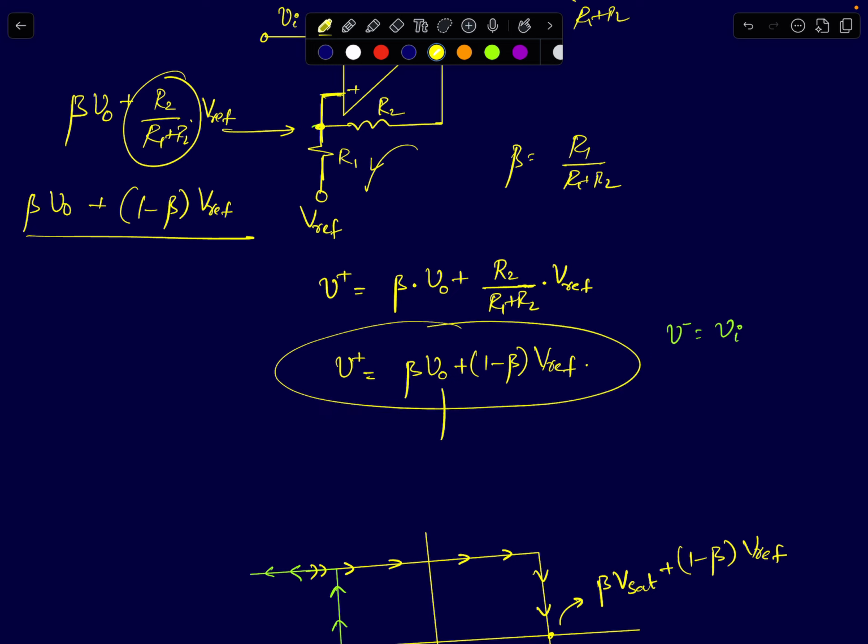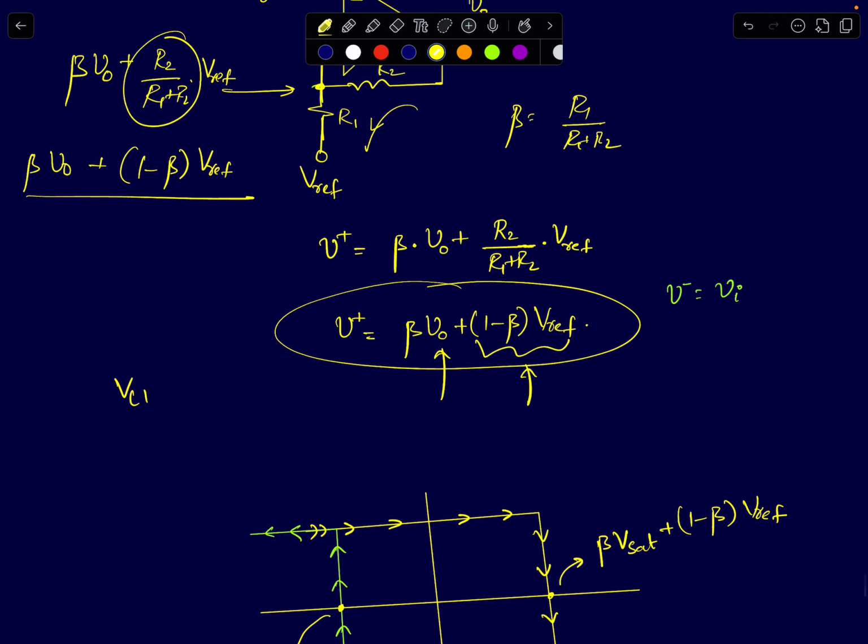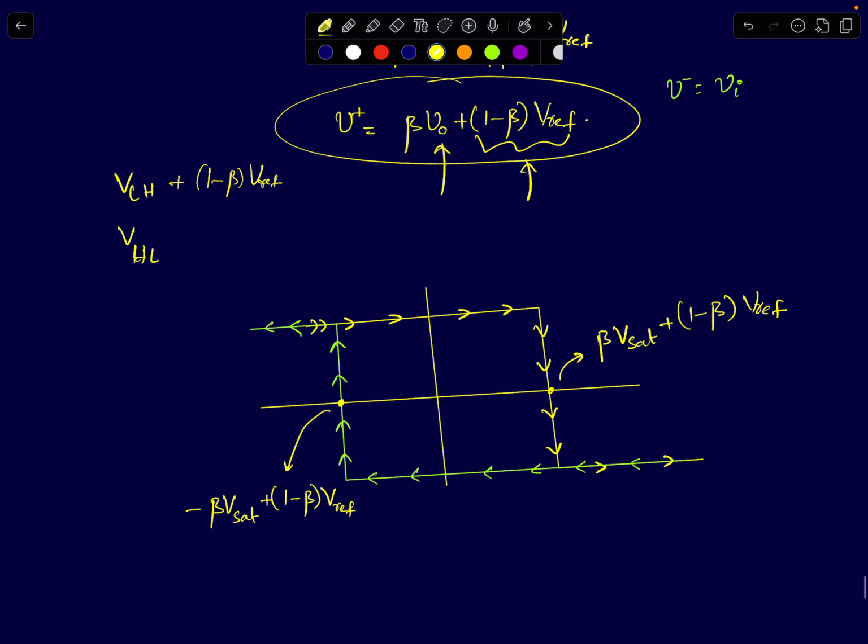Your V naught can be plus Vsat or minus Vsat. It doesn't matter. If it is plus Vsat, you are still adding this constant factor to it. If it is minus Vsat, you are still adding the constant factor 1 minus beta times Vref to it. So both your low-to-high and high-to-low threshold voltages get added a factor of 1 minus beta times Vref. That's what I've shown here.